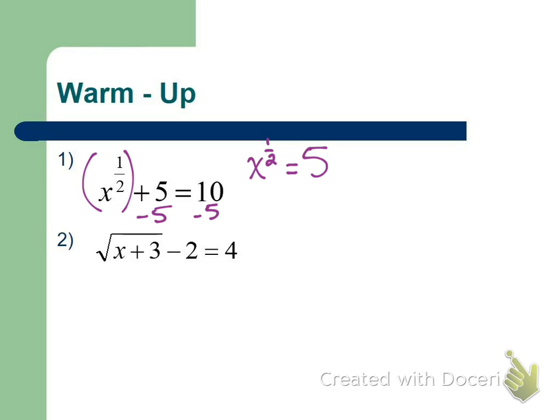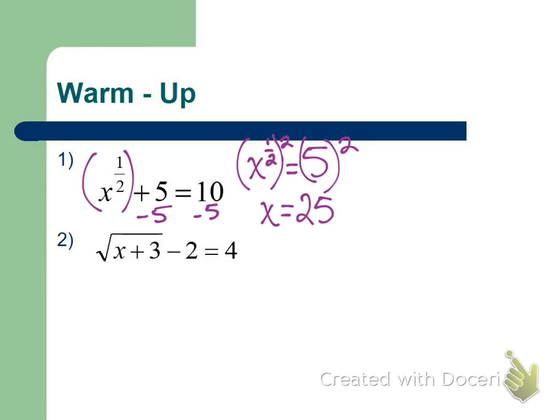Okay, use the reciprocal power. What's the reciprocal power of 1/2? 2 over 1, or just a 2. We have to do that on both sides of the equation. If we are taking a power and raising it to a power, what do they do? They cancel out. We multiply, and we get 2 over 2, which is 1. So x to the first power, or just x. And 5 squared is 25. Questions about the first warm-up?